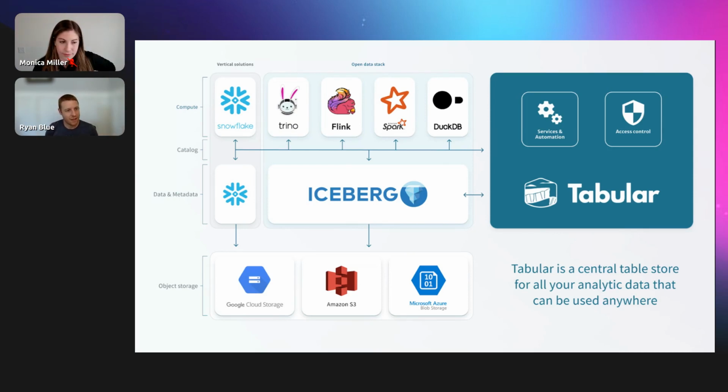Tabular runs the catalog, the access controls, and the services and automation to essentially take all of those things that we previously threw over to data engineers because we didn't know what to do with them. Like, oh, hey, compact those tiny files in your tables. Tabular automates those things. So it's the central table store and sort of the bottom half of your database where you can connect to any query engine like Trino or Starburst Galaxy.